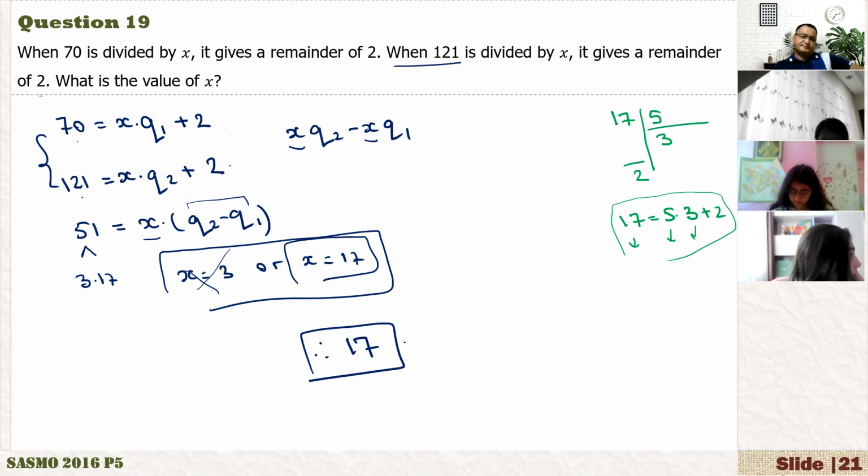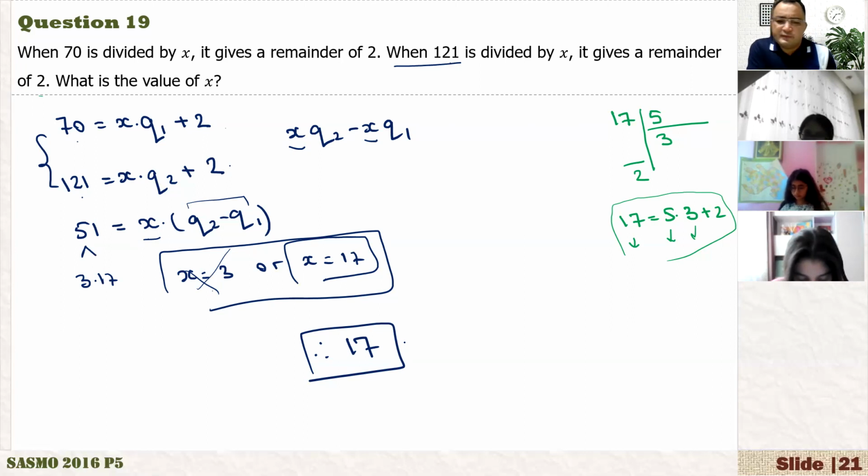Okay, Elmira. Maybe you understand everything. Usually that is called the division algorithm. We use this method to solve this kind of question. Otherwise, Elmira, with your guess and trial method, you will waste a lot of time. So let's continue.